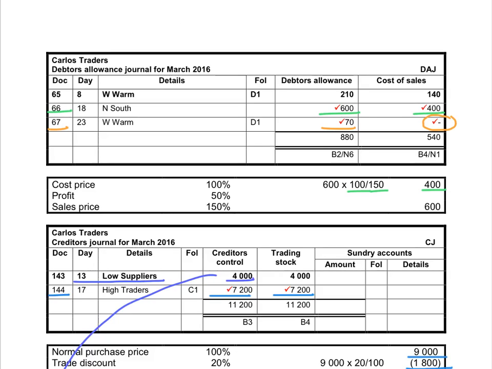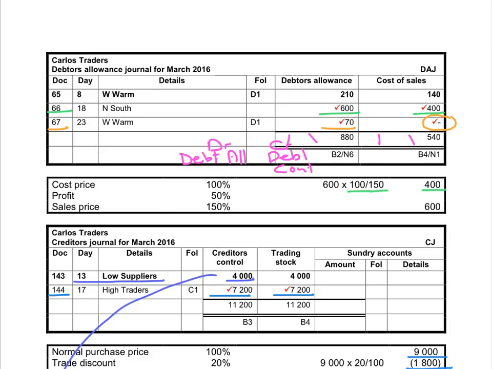In the debtors allowances journal, we will also have to complete two entries for debtors allowances and two entries for cost of sales. Here the debtors must be decreased because we want to reduce their account, so that means that the debtors allowances account will be debited to indicate that the profit will decrease with the 880, and we will credit the debtors control account to indicate that the debtors owe us less money.